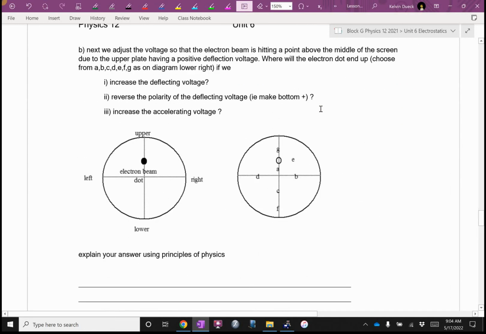Suppose we adjust the voltage so that originally the electron beam is hitting a point above dead center before we even turn the deflection plates on. It's just coming out a little faster. It's hitting a point above dead center. Where will the electron dot end up? Choose A, B, C, D, E, F, or G if we increase the deflecting voltage. So right now it's being deflected a little bit. What if we bump up the deflecting voltage? Will that deflect it more or less? So, what letter? G.